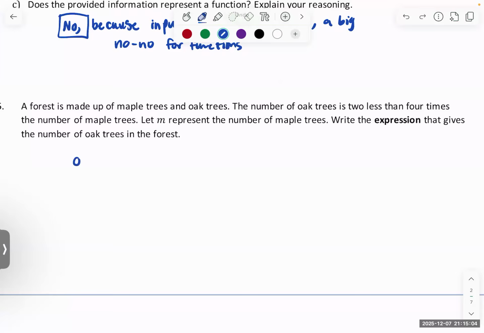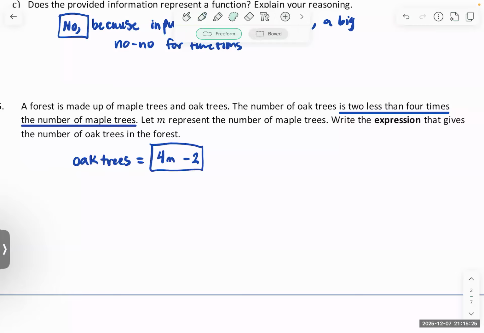Okay, so for oak trees, the number of oak trees is 2 less than 4 times the number of maple trees. So 2 less than 4 times m. That's your answer. It wants an expression, so this is it.